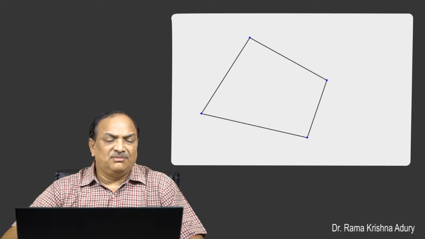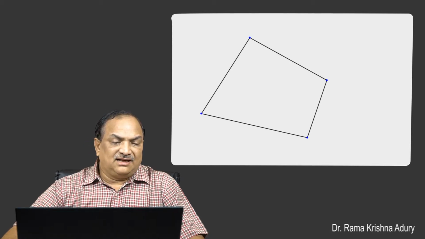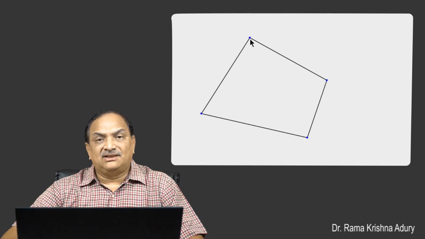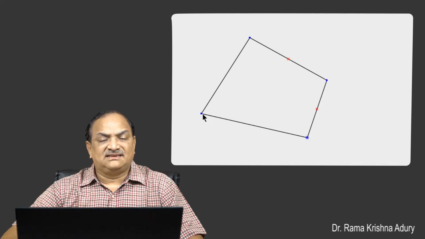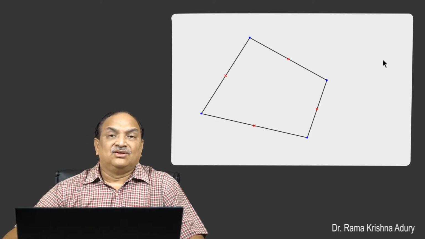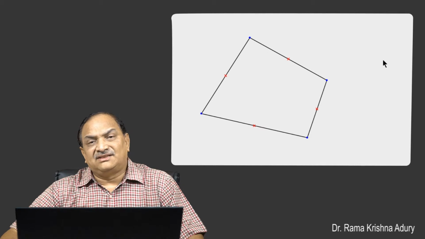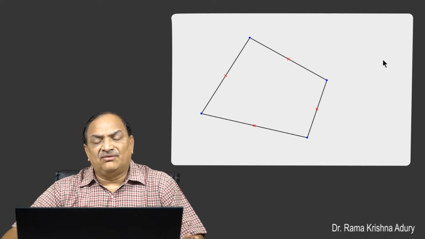Now let us mark the midpoints of the sides of this quadrilateral, and I change the color. Now I want the midpoints actually, and to mark the midpoints I should identify the endpoints actually. The first is the second, and the midpoint is marked. The midpoint is marked. And finally we are marking the midpoint of the last side. So midpoints of the sides of the quadrilateral we have marked.